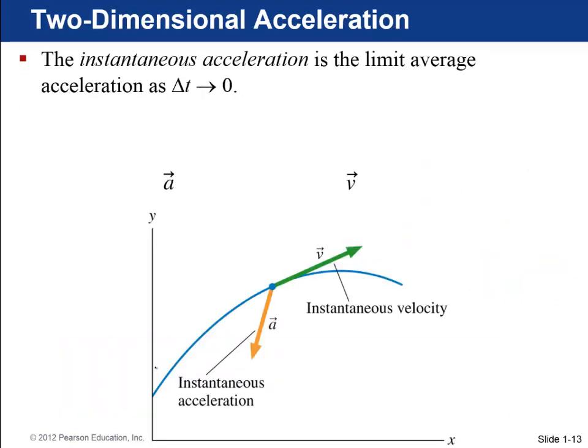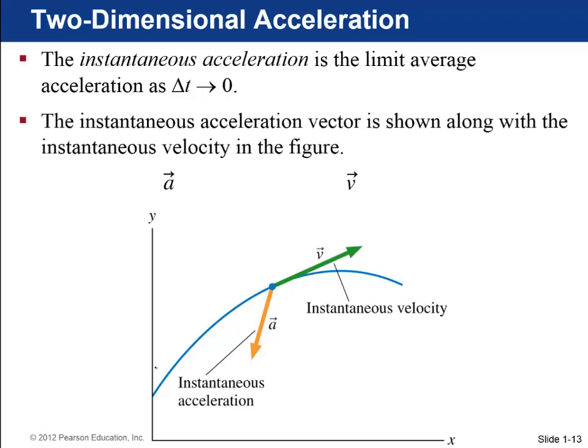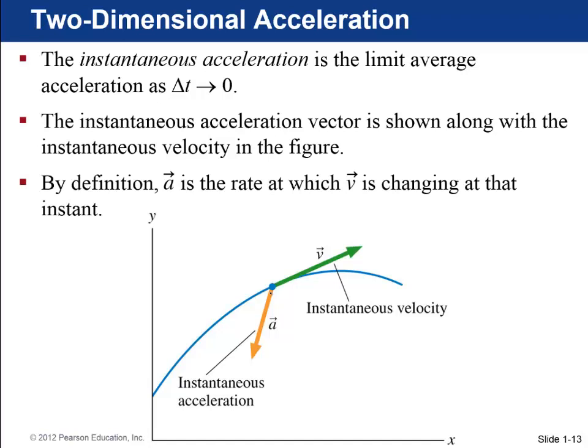And of course, as delta t approaches 0, you get the instantaneous acceleration vector. So on this trajectory, perhaps the instantaneous acceleration might be this way. It doesn't have to be in the same direction as v. In fact, if a particle is turning, then there's always a component of the acceleration towards the inside of that curved path. So by definition, a is the rate at which v is changing at that instant.